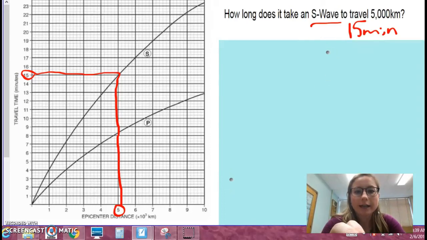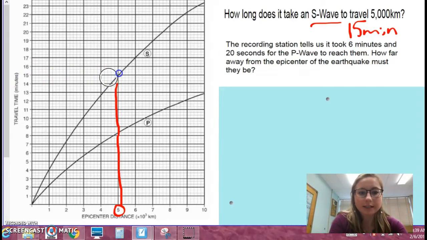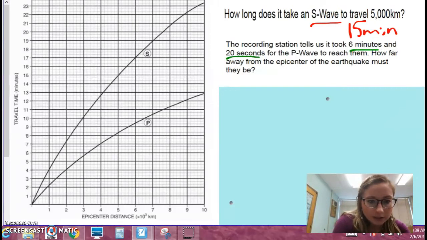All right, next problem. The recording station tells us that it took 6 minutes and 20 seconds for the P wave to reach them. How far away from the epicenter of the earthquake must they be? So it took 6 minutes and 20 seconds for the P wave to reach them. So I'm going to look at 6 minutes and 20 seconds, and I find that here.